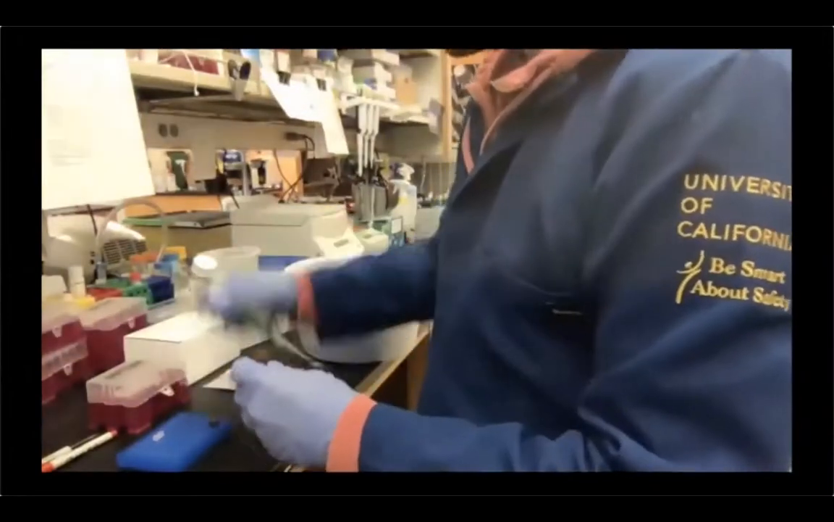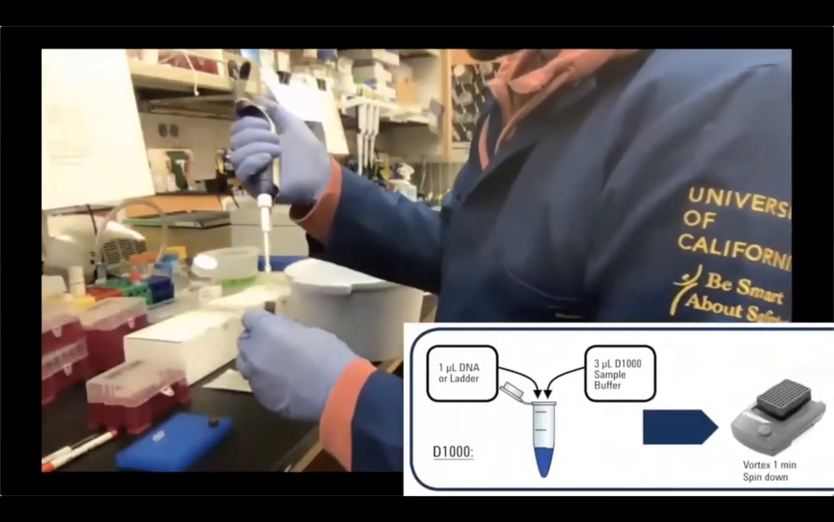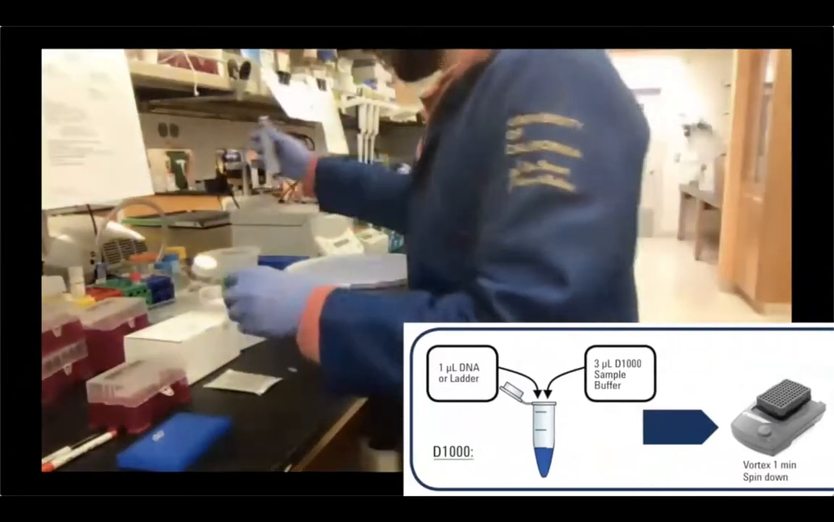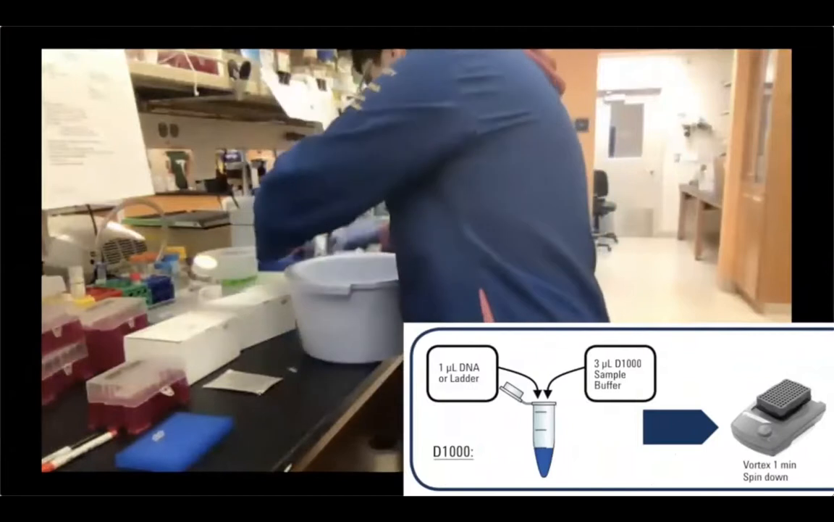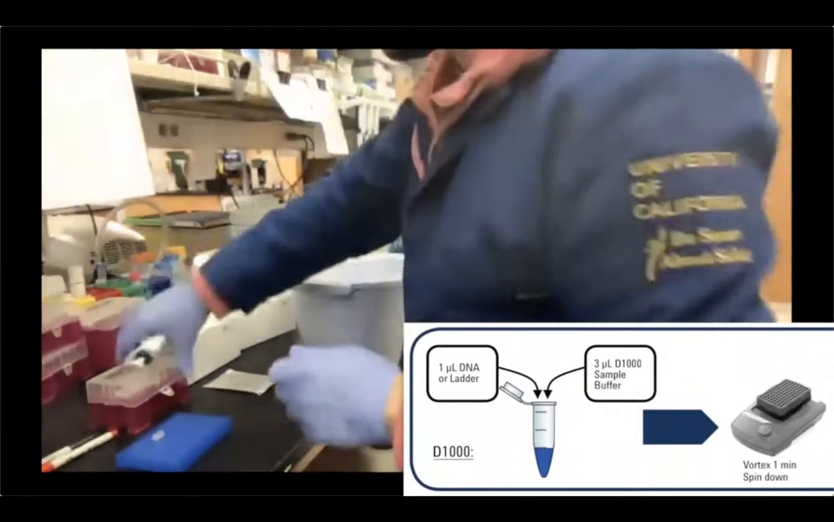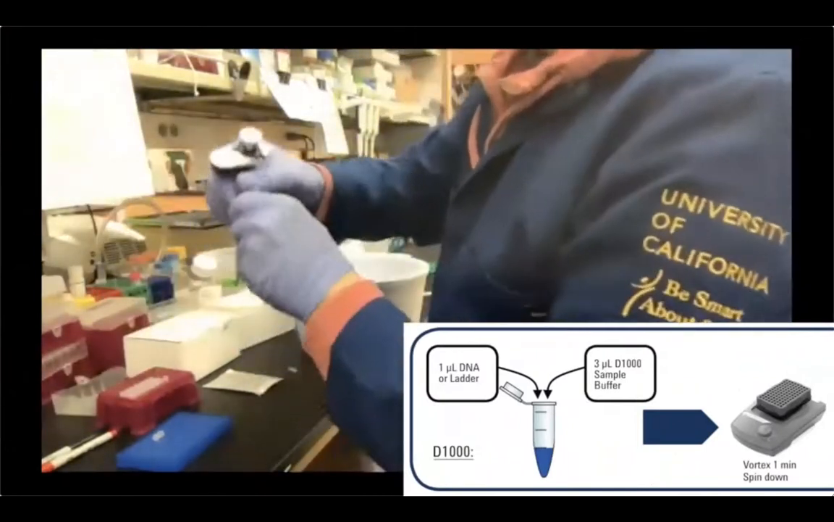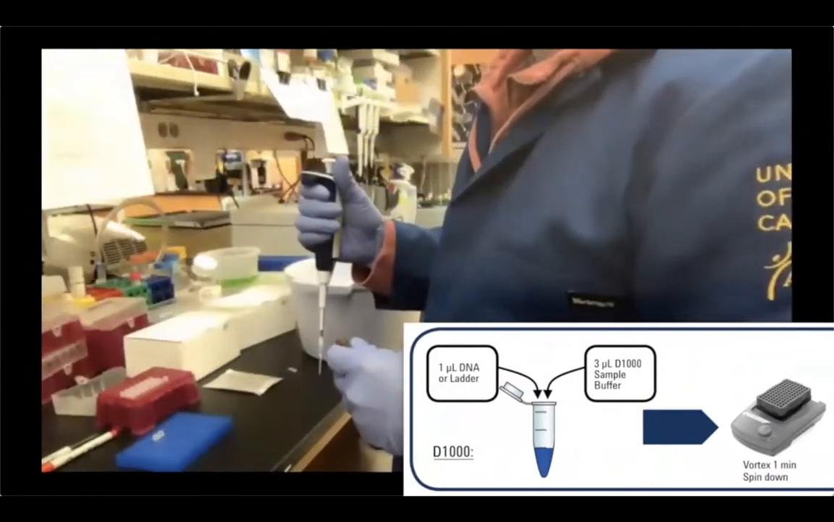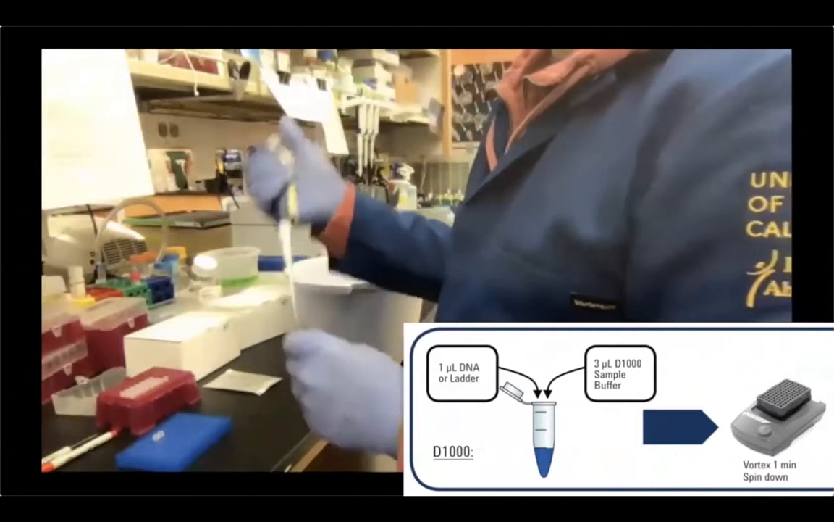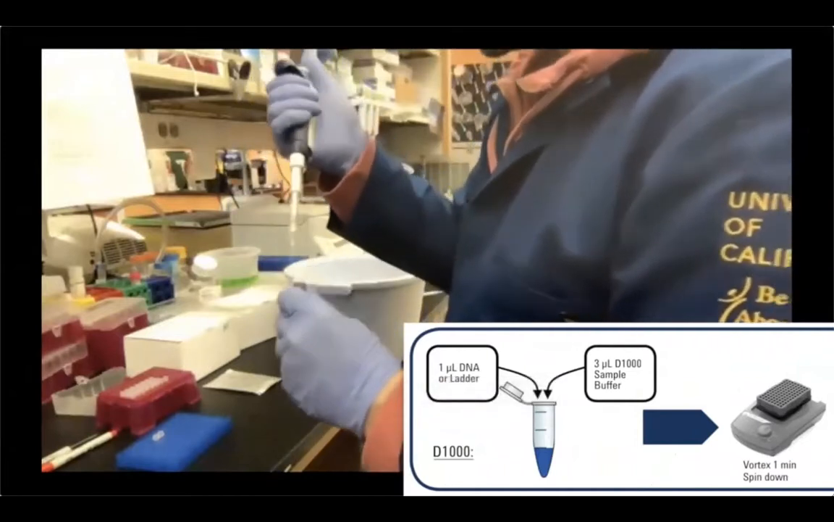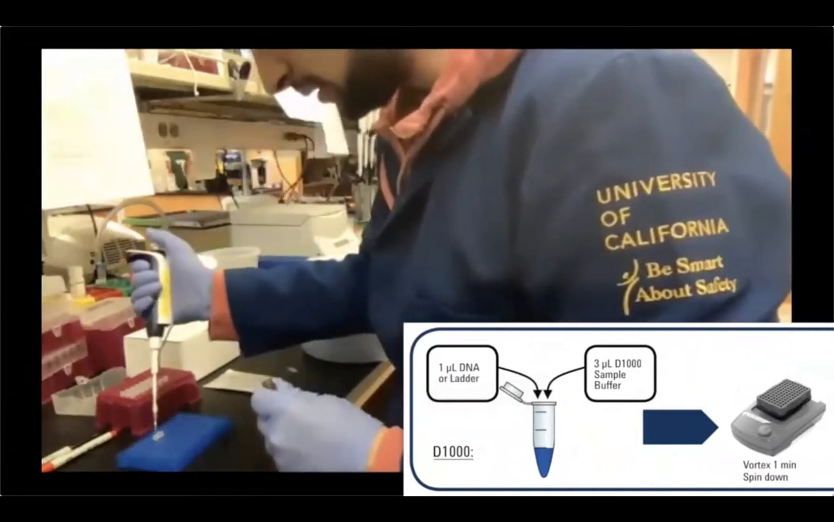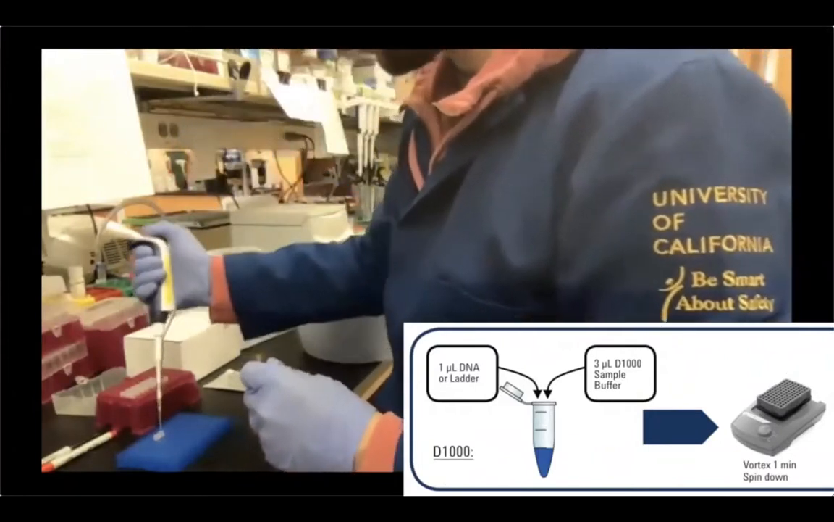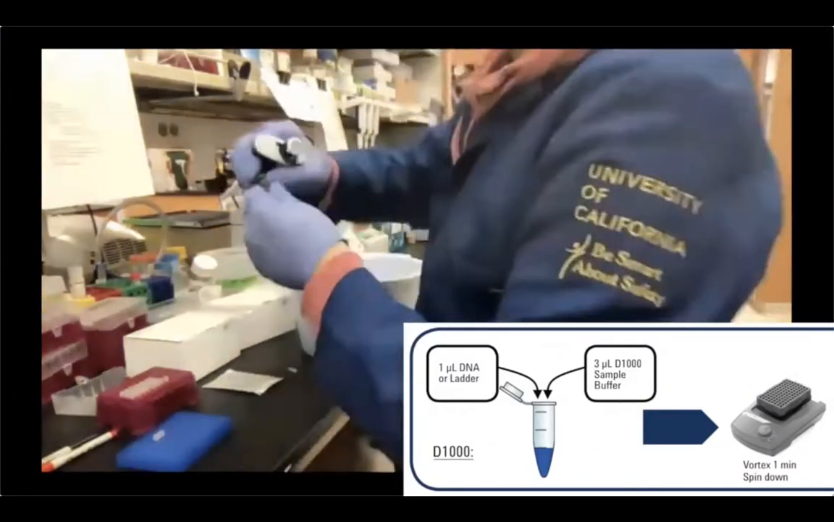I'm just gonna pipette the DNA sample buffer. In this case, the protocol requires 3 microliters of the sample buffer for each sample, and 1 microliter of my sample.